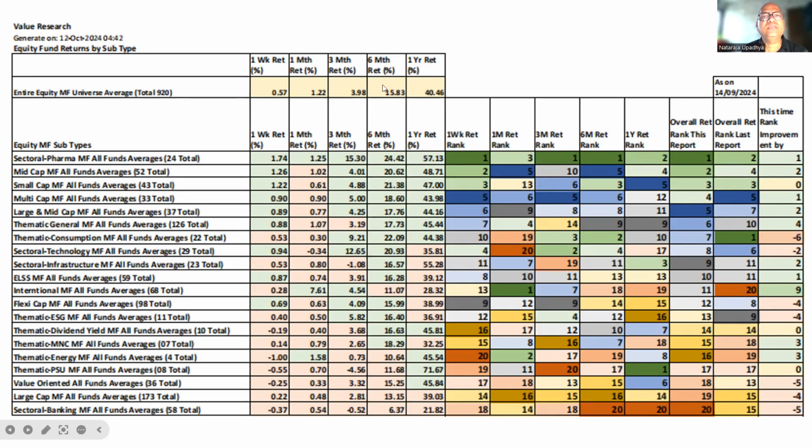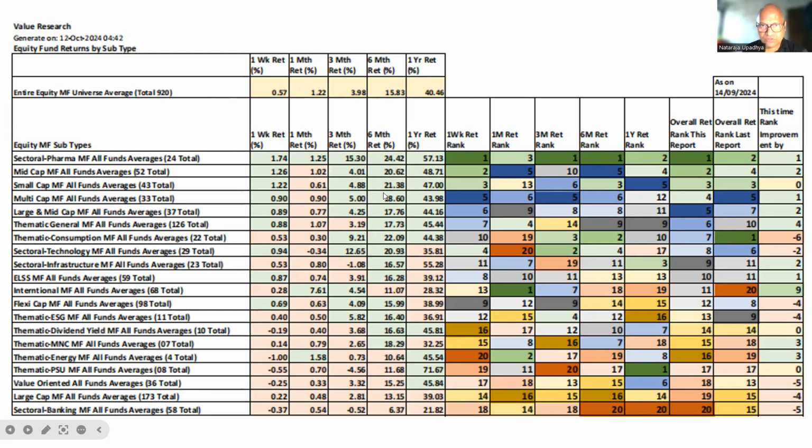At the top, you see the summary of equity fund returns for all 920 equity funds, shown in amber because this is the average to compare the performance of all mutual fund subtypes. Whichever subtype has given better than this average is marked in green for that timeline, and if it is below this average, then it is marked in red. So you can sense how the mutual funds are performing across each timeline compared to the universal average of 920 funds.